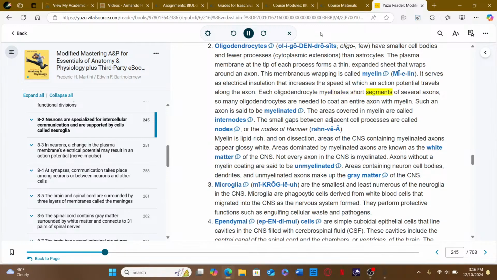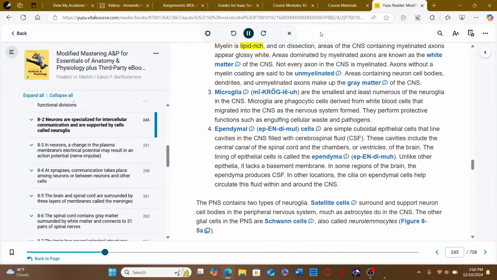Each oligodendrocyte myelinates short segments of several axons, so many oligodendrocytes are needed to coat an entire axon with myelin. Such an axon is said to be myelinated. The areas covered in myelin are called internodes. The small gaps between adjacent cell processes are called nodes, or the nodes of Ranvier. Myelin is lipid-rich, and on dissection, areas of the CNS containing myelinated axons appear glossy white. Areas dominated by myelinated axons are known as the white matter of the CNS.